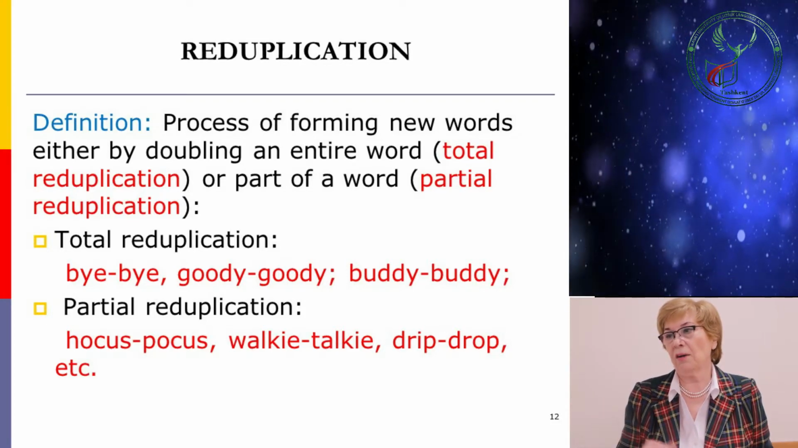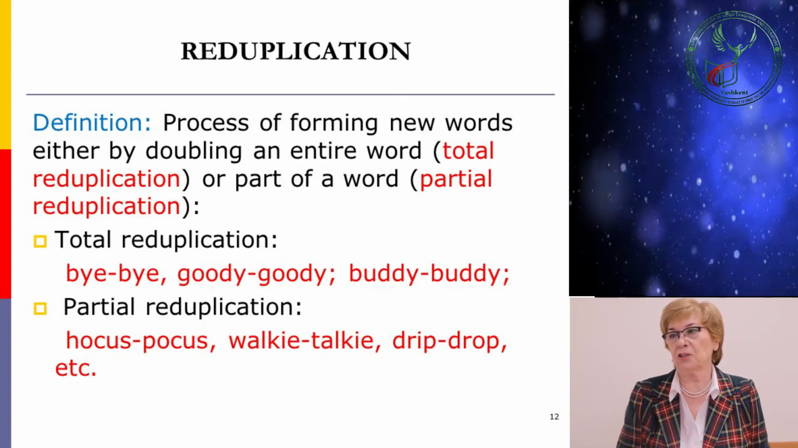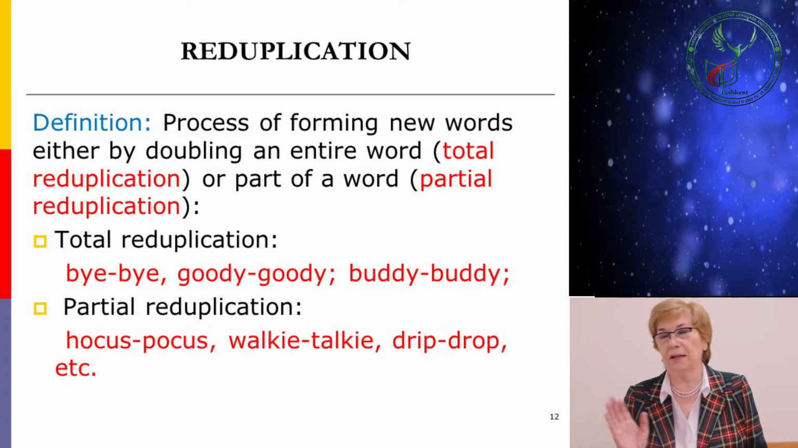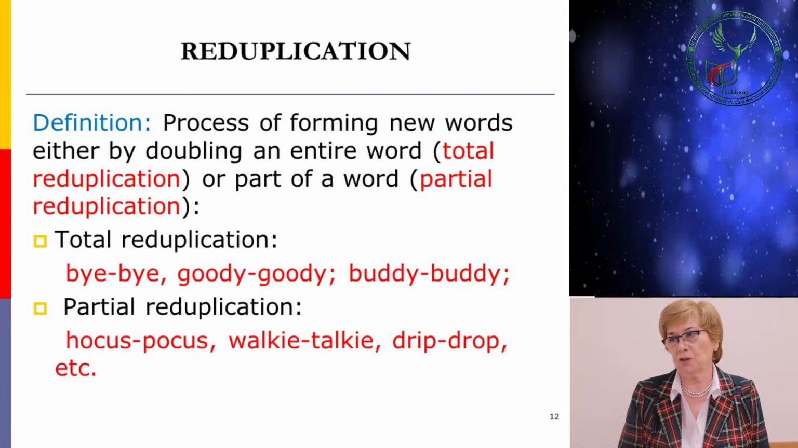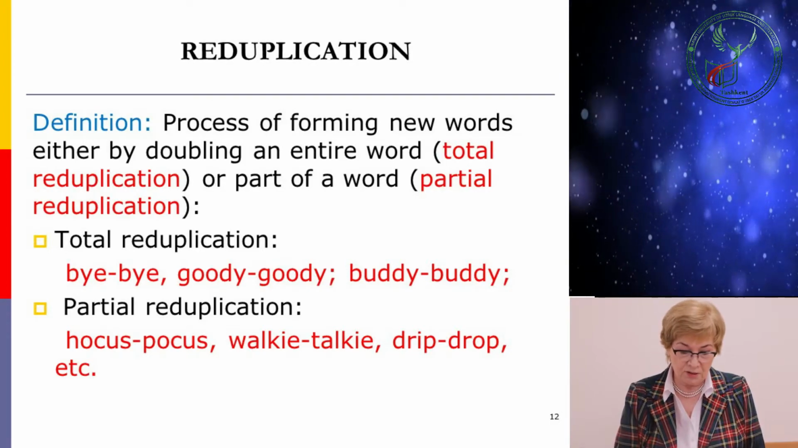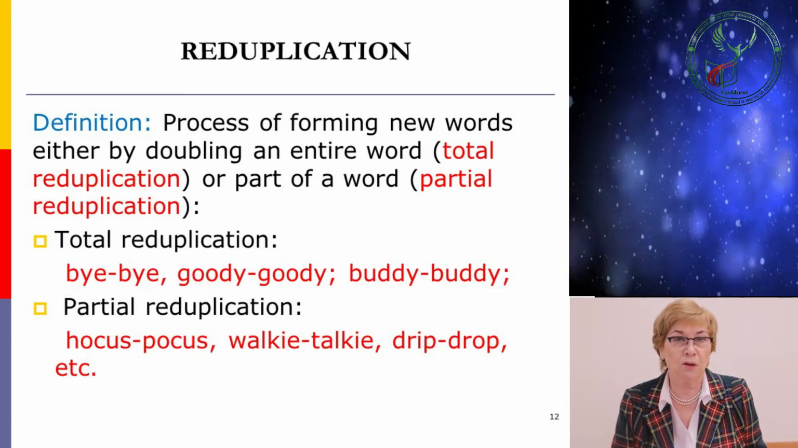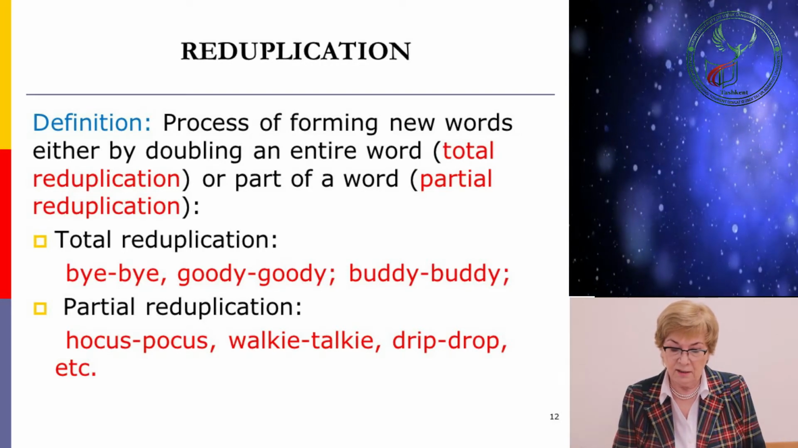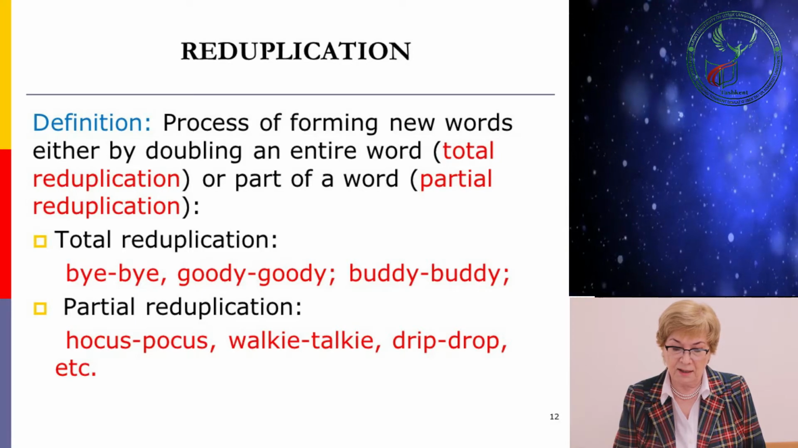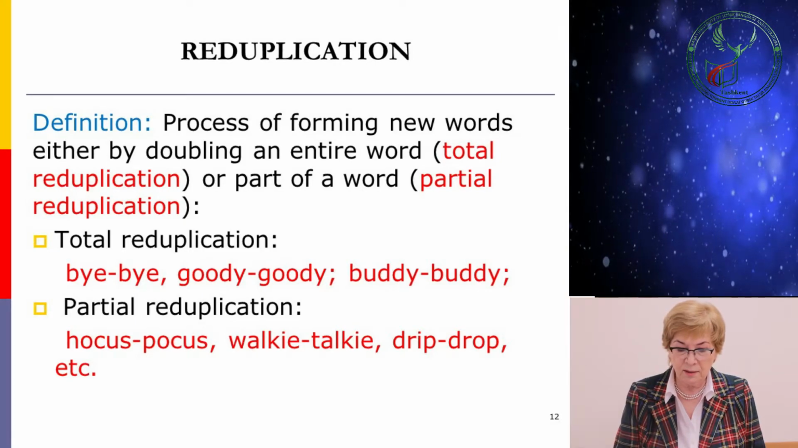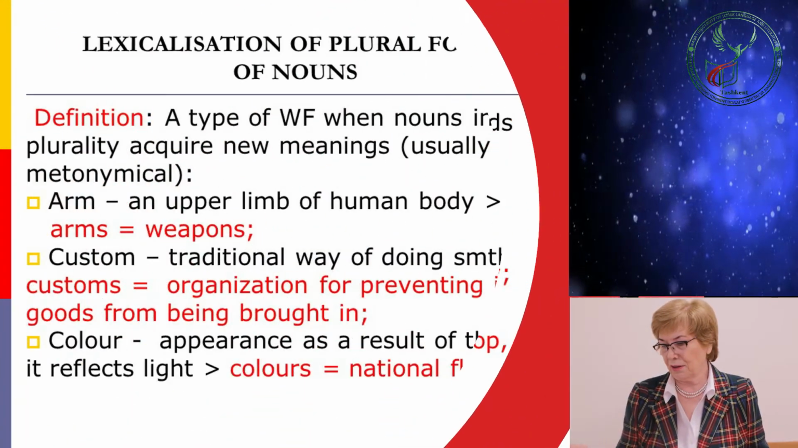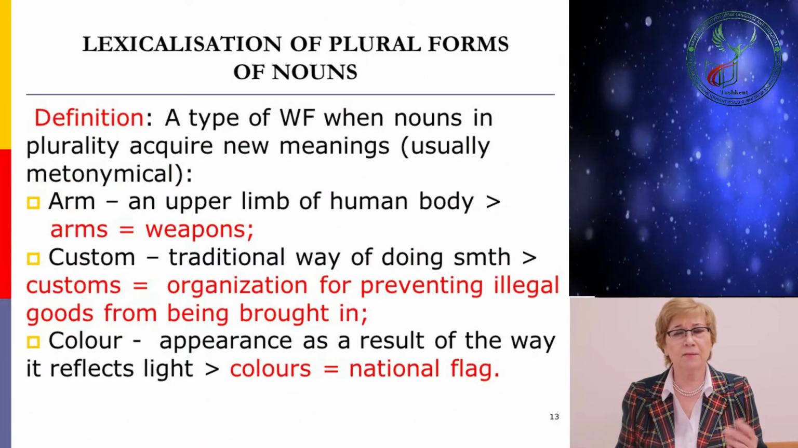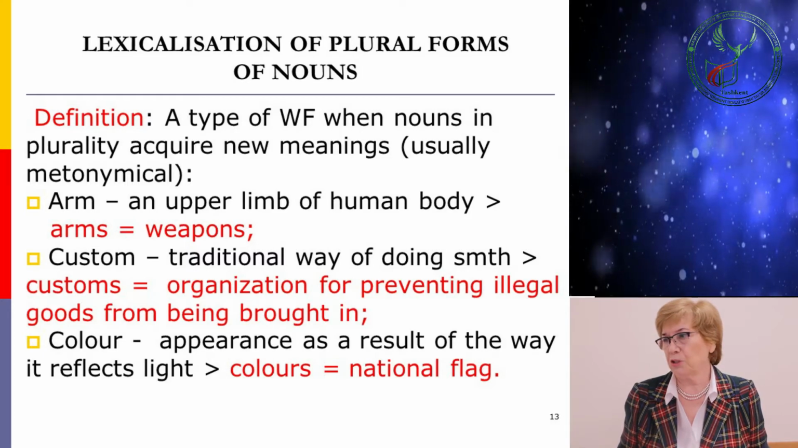So you have these reduplications in English like bye-bye, goody-goody, buddy-buddy, and partial reduplication, walkie-talkie, drip-drop, etc. In Uzbek we also have a lot of words like this, something like qip-qizil, bora-bora. Such words are of reduplicative origin, and they're quite popular in many, many languages.